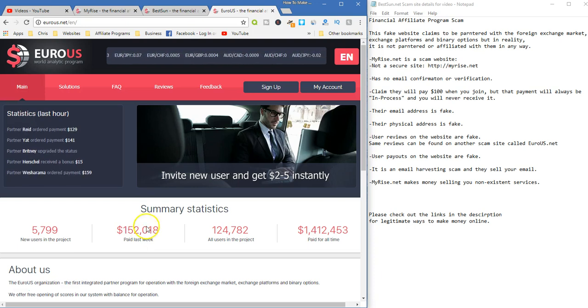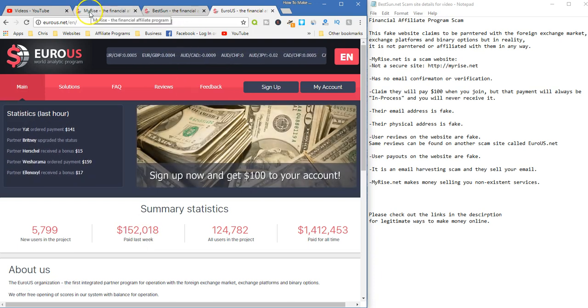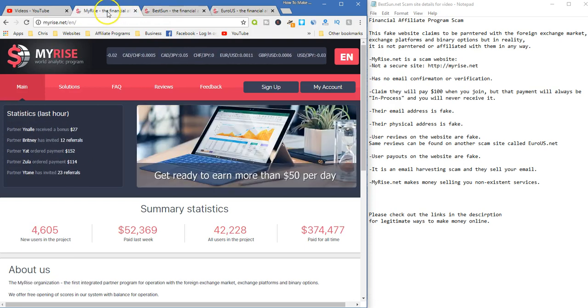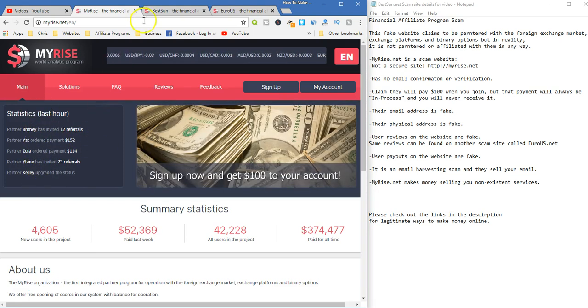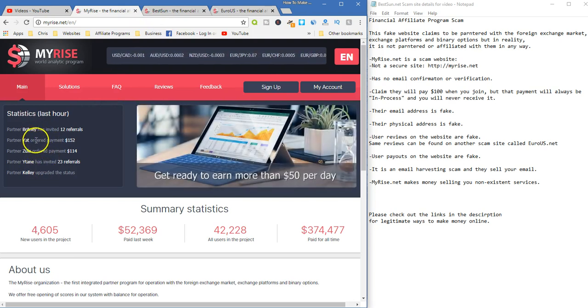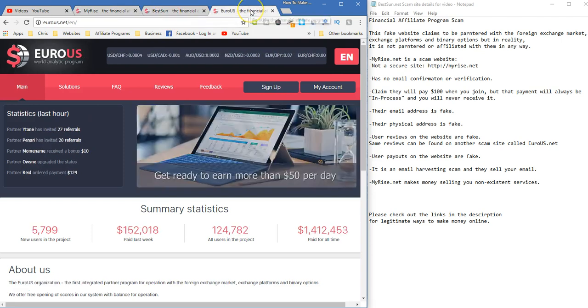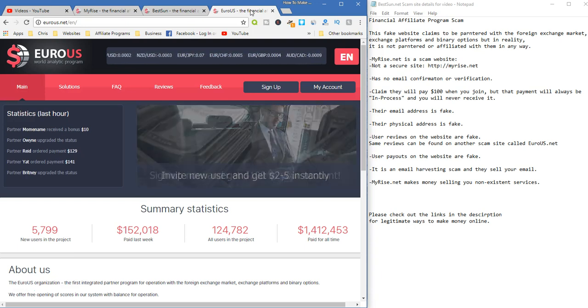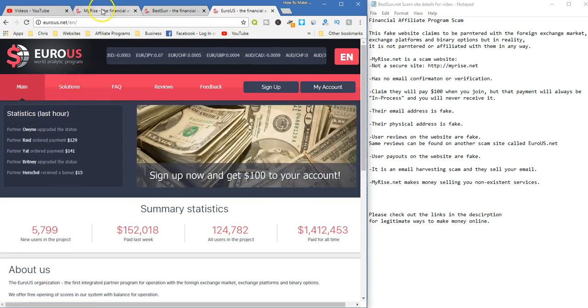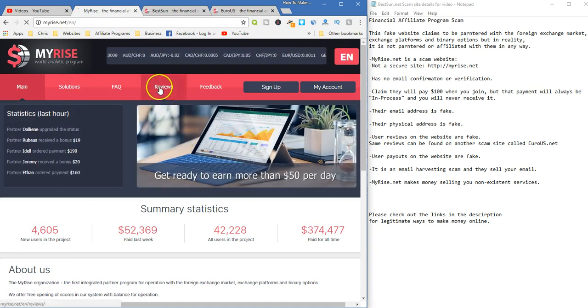Okay, so one of the things that you want to look at is I always look at information like this. Now, it may vary on the other sites, they may have this information changed up a bit, but a lot of this information is also on Best Son and EuroUS.net.